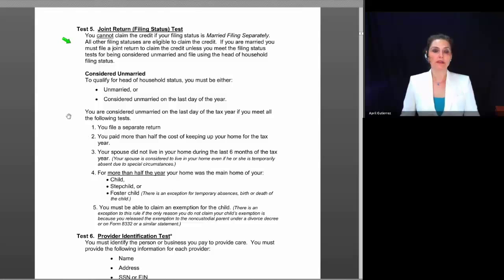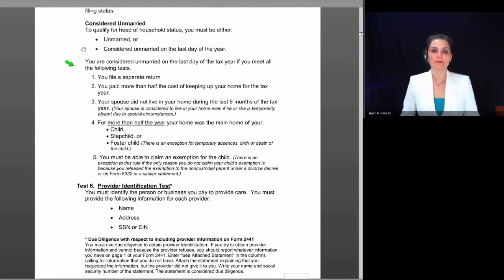And what is considered unmarried? Well, I've pulled information from IRS Publication 17 on the definition for being considered unmarried as it is spelled out in Publication 17. To qualify for head of household status, you must either be unmarried or be considered unmarried on the last day of the year.